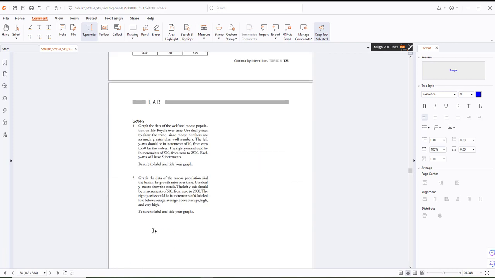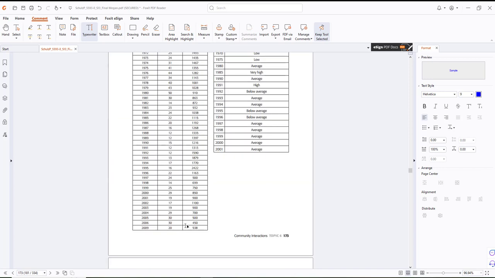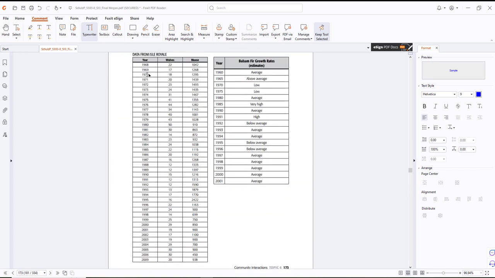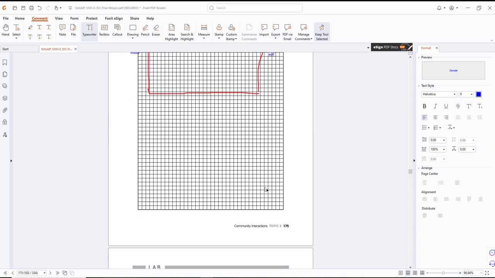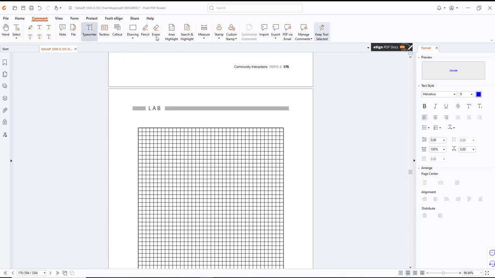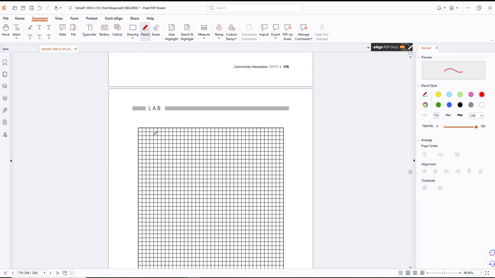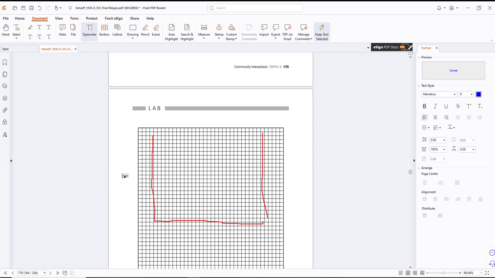So for this next graph, we're graphing the moose population again. So we'll have the years, the moose, and then the fir growth rates. So the vegetation, the trees. This one is going to be a little different. You'll have the dual axes again, and then you'll have the moose, and then you'll have the balsam fir.